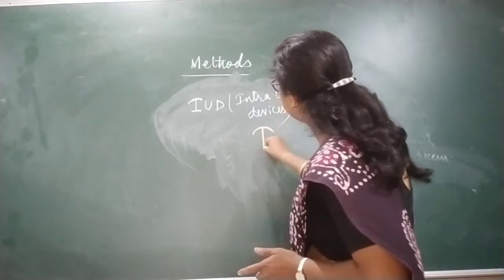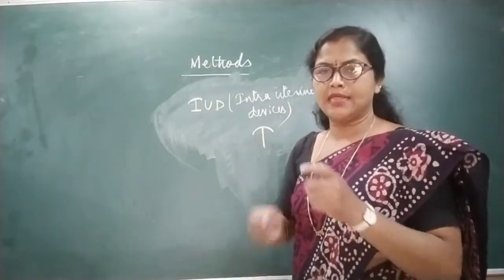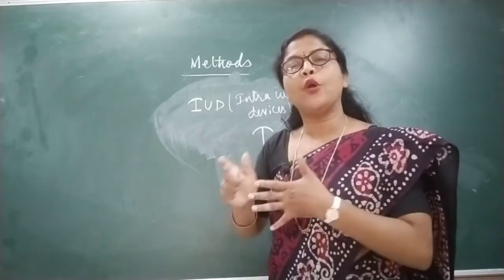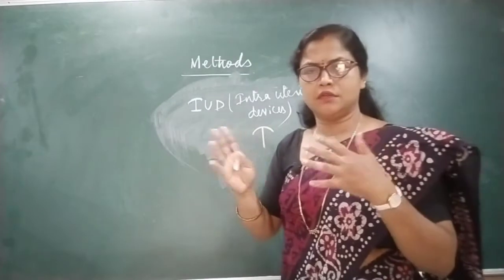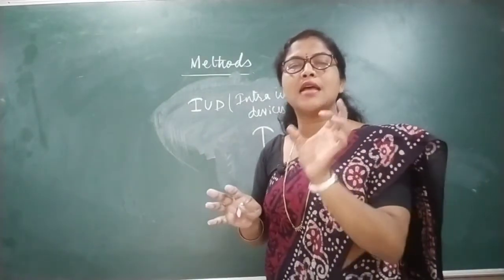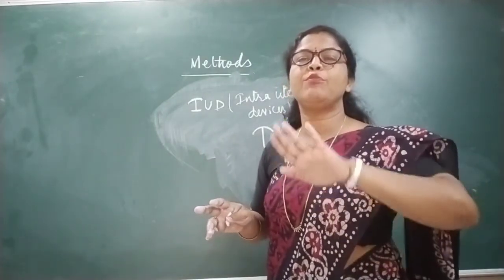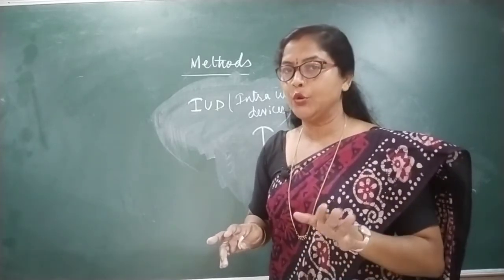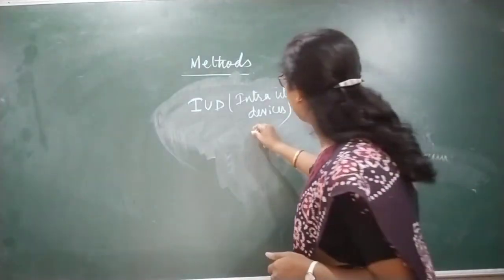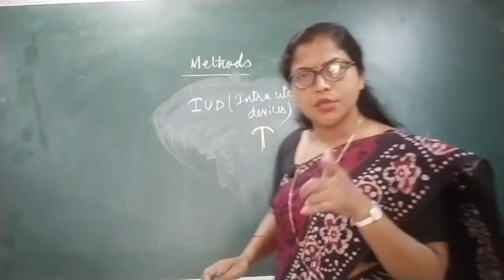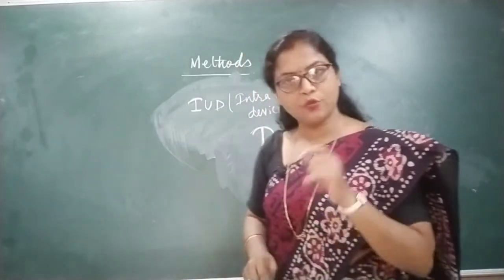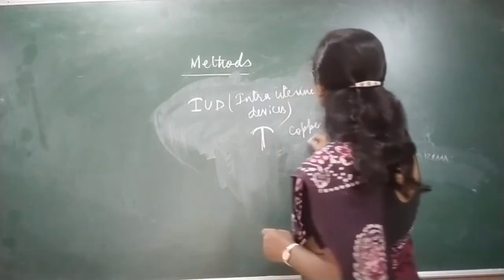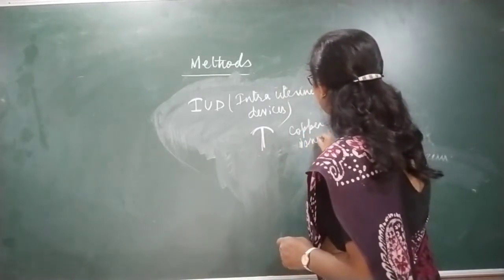Look at this, just like T, made up of copper, and this is hooked, or you can say placed, in the uterus. What it does is it never lets fertilization take place. It acts as a barrier. It prevents the movement of sperm towards the ovum or ova. So this is a T-shaped structure made up of copper. But there is a question: why copper? These copper ions, what do they do?